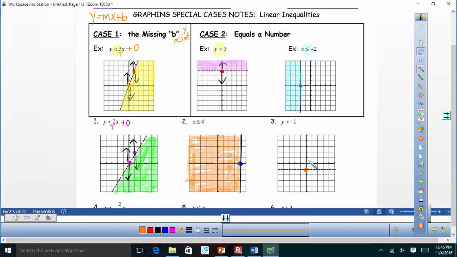Okay, then I want to draw an arrow up, an arrow down. If it's greater than, am I shading above or below? Above.